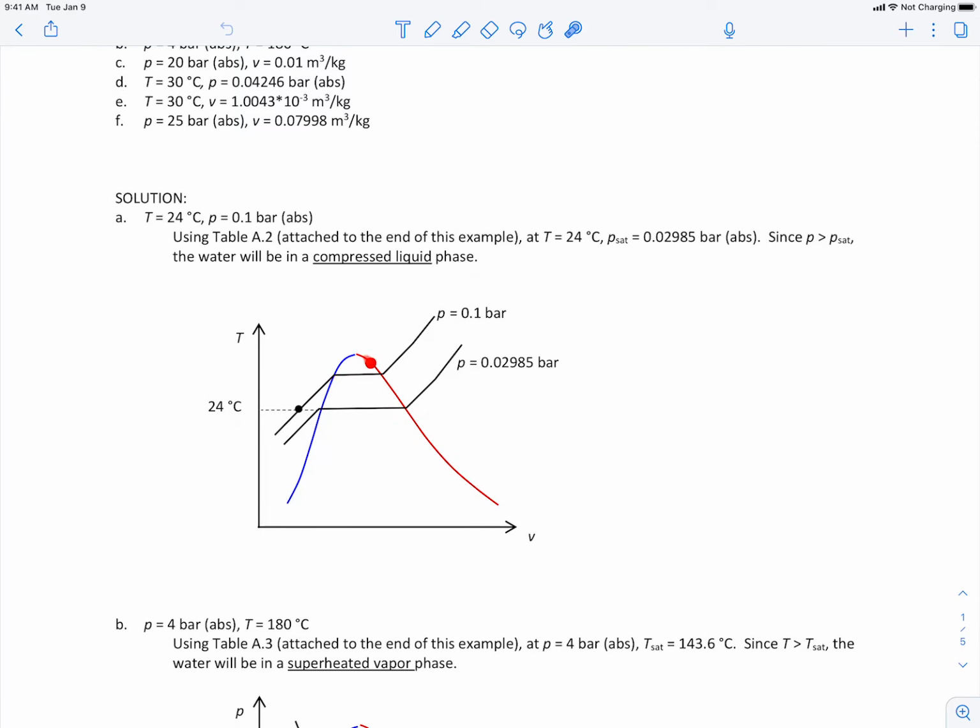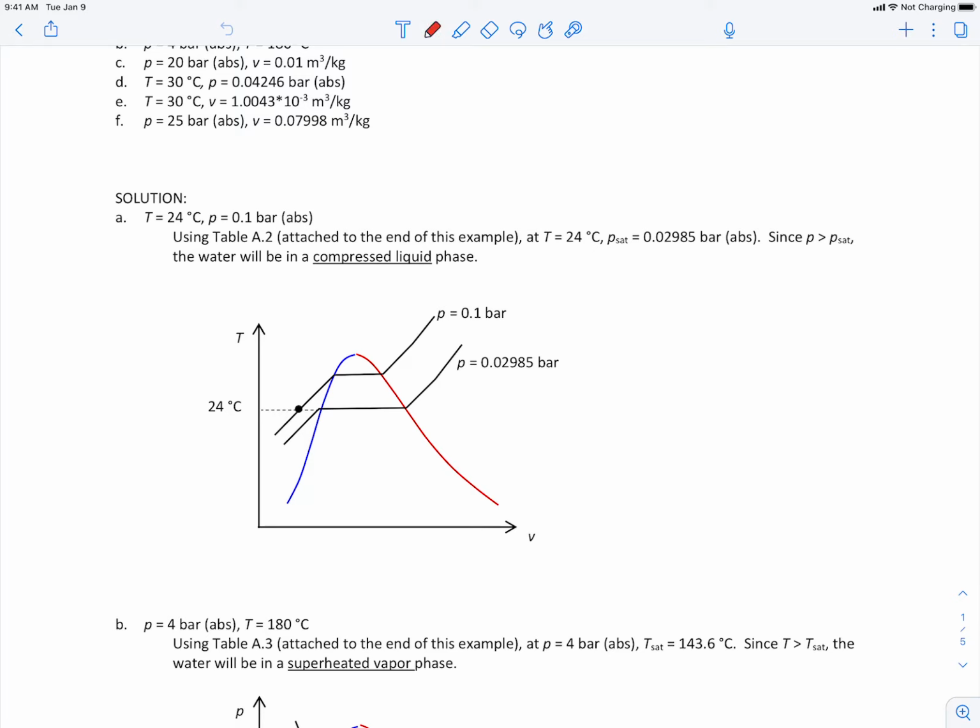So here's our vapor dome. We've got temperature as a function of specific volume, our vapor dome. I've drawn the saturated vapor state in the red line and the saturated liquid phase in the blue line. And I've drawn a couple of isobars here. The isobar corresponding to 24 degrees C, that saturation pressure isobar, is at 0.02985 bar. So that's this one right here. Note that these are all absolute pressures. So you can see at 24 degrees C, there's the pressure corresponding to the saturation pressure.